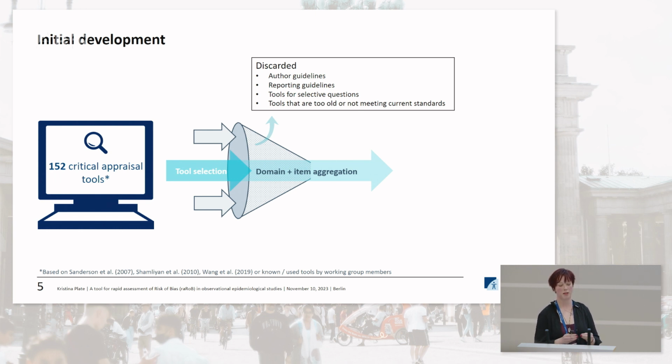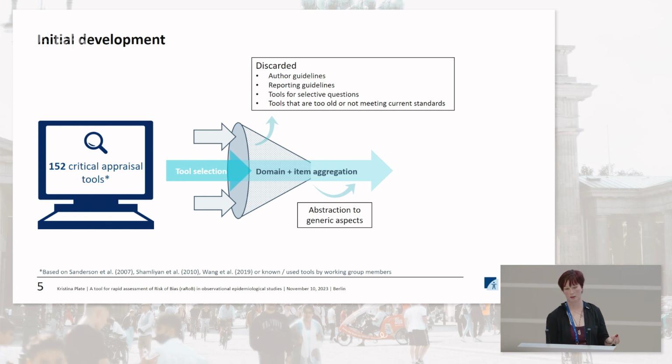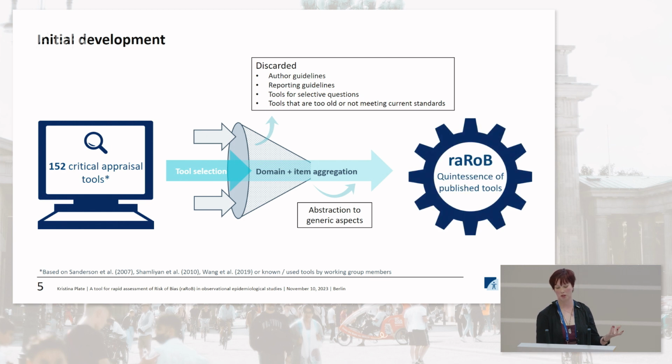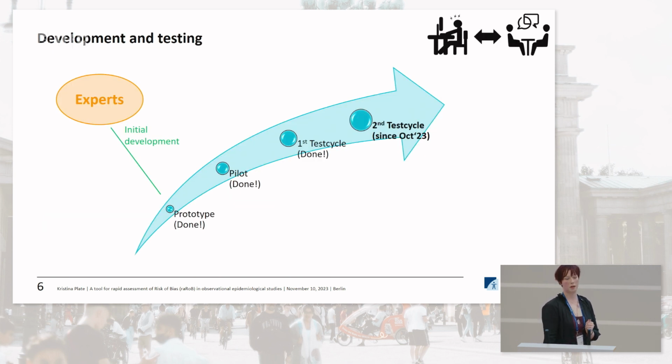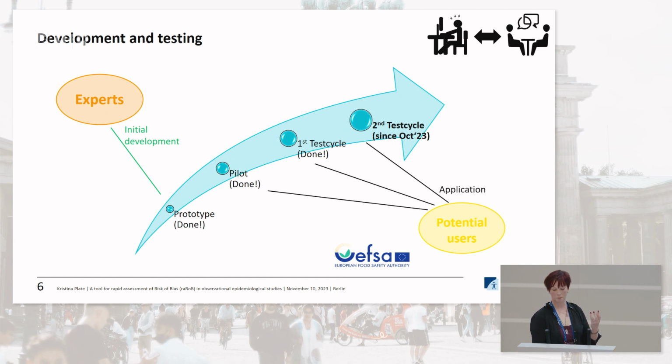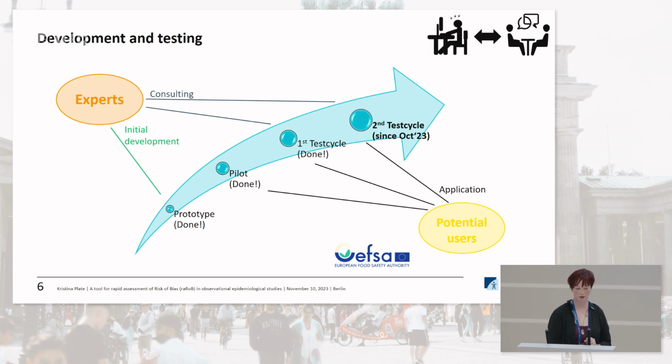The next step was then to aggregate domains and items, to concentrate on common domains and items and to abstract them to generic aspects, so we can get a quintessence of the tools that are already published. And for this we got our prototype of the raRoB tool. This prototype was developed with advice from BfR and external experts, and then with support of the EFSA we started to test it in 3 test cycles, like a pilot, the first test cycle and the second test cycle, and let potential users like BfR and EFSA staff, that would be the target users here, test the tool in these cycles, and also iteratively in between we consulted the experts that we also had in the initial development.